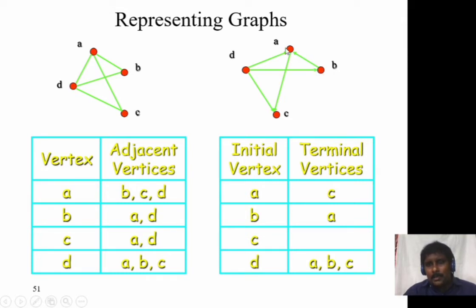No other element is there from B in the direction. So B has A. From C, are there any directions? No, so there is 0. If I consider D, D to A has a direction, D to B has a direction, D to C has a direction. So A, B, C. In directed graphs, we have to strictly follow the direction. In the undirected graph, we do not use any directions. In the directed graph, based on the directions only, we can see the terminal vertices.